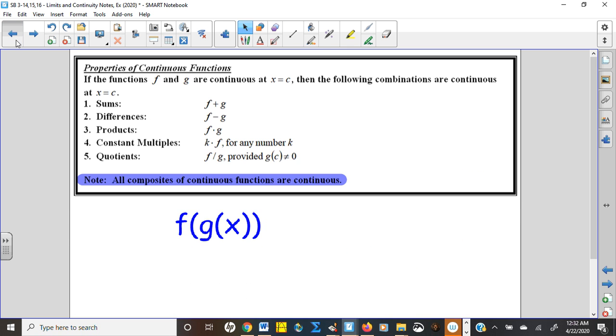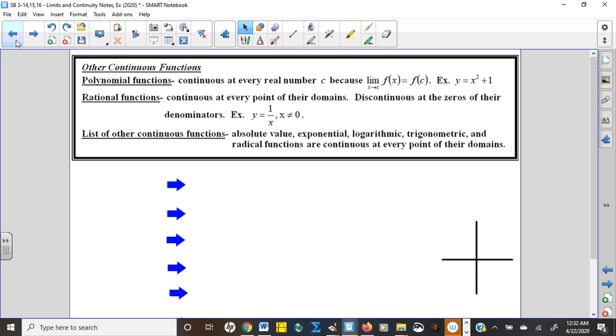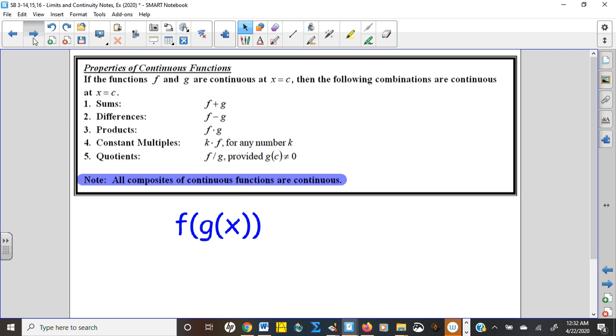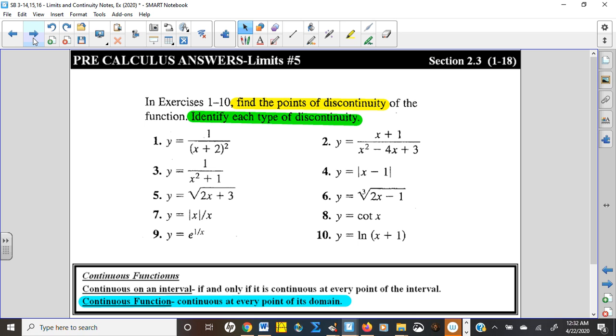Just to make it clear from yesterday, the dactylian discontinuity named after the pterodactyl is not real. I just don't want anybody to write about that at some point on a future assessment because, yeah, that was not true, as it turned out.